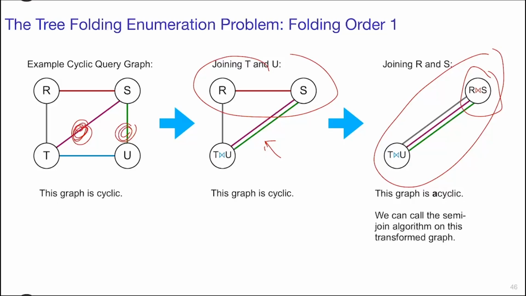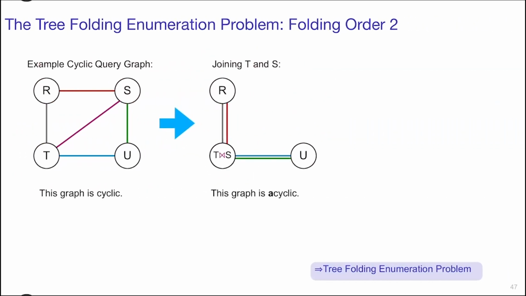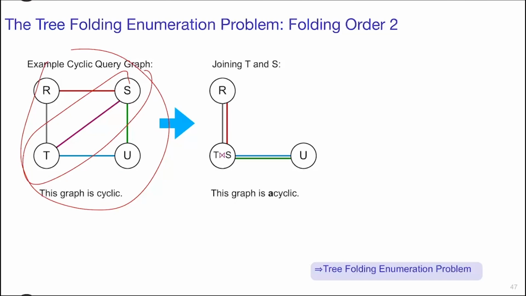And this is one folding order. Of course, there are many folding orders. You could also do something like that. For instance, if you start with this graph on the left, you could also say, now I join T and S, those 2 nodes. And then I end up with a graph like that. In a single step, that's already acyclic. Nothing left to do.